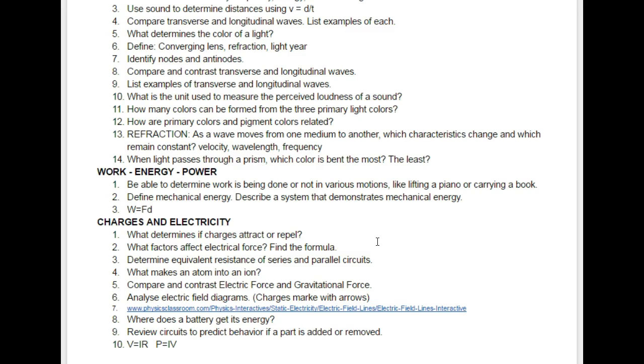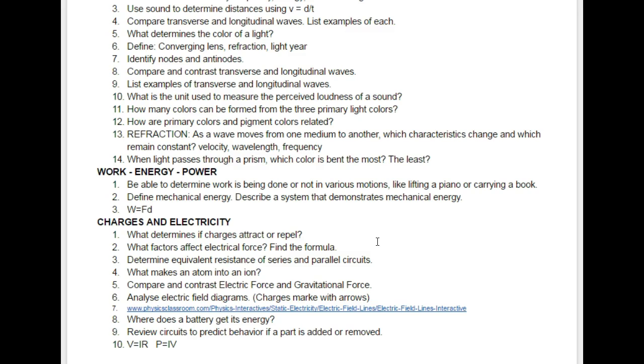And where does the battery get its energy? It's chemical energy that batteries use to make electricity. Then number 9, review circuits to predict behavior if a part is added or removed. So think about circuit analysis that we did when you built your houses. If you took a light out, or if you added a light, or if you cut certain wires, you have to predict what would happen.